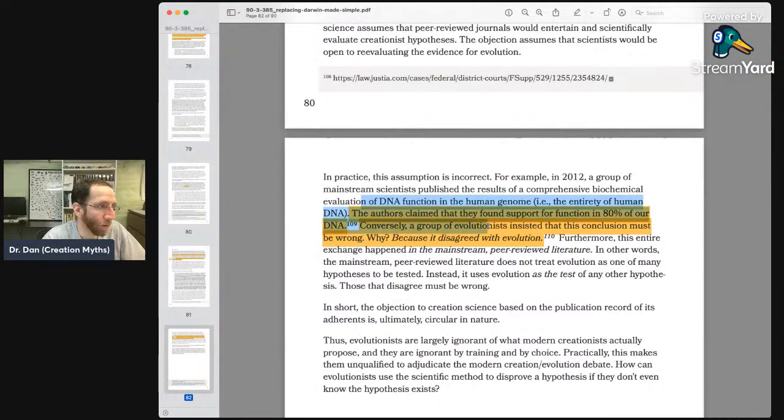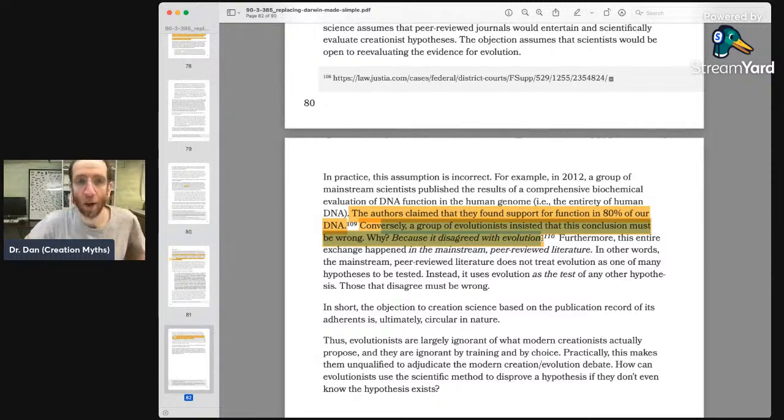This is just a misrepresentation of ENCODE. The authors claim they found support for function in 80% of our DNA. Those same authors revised it downward a couple years later. Group of evolution says the conclusion must be wrong. Why? Because it disagrees with evolution? No. That's not why they said this. It's a strawman.